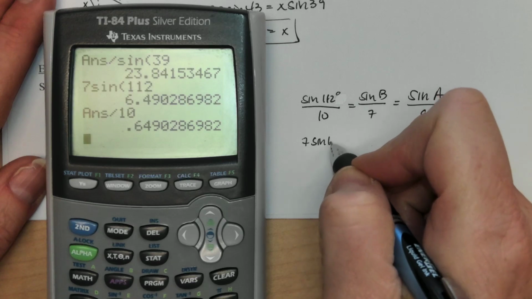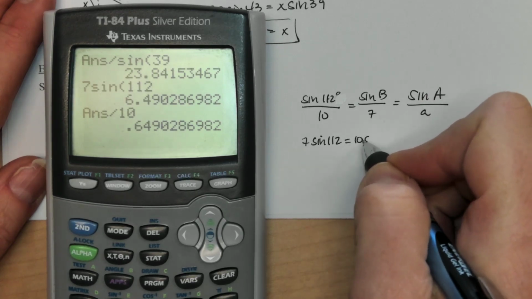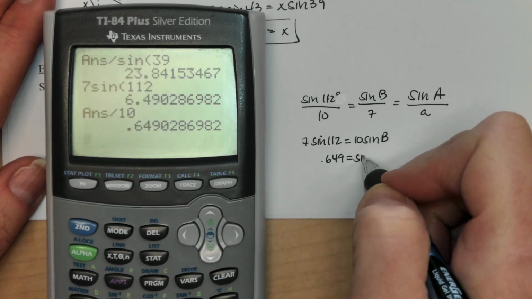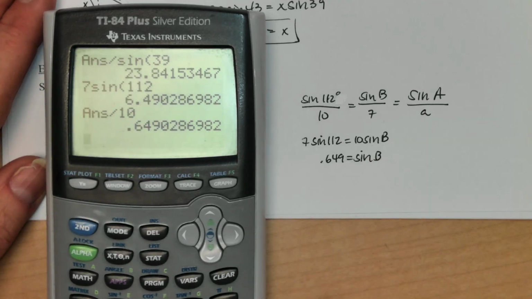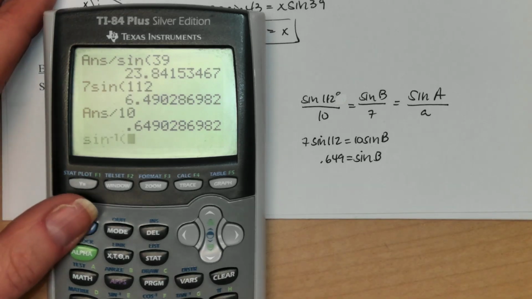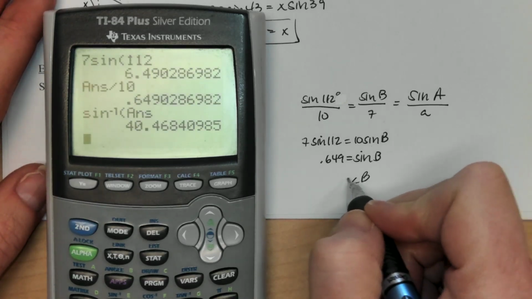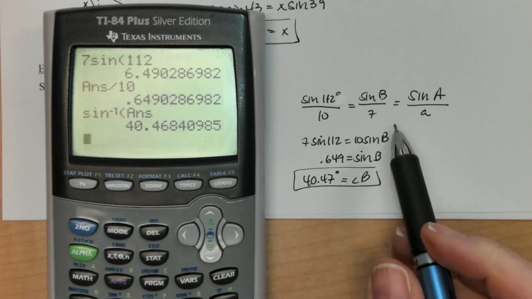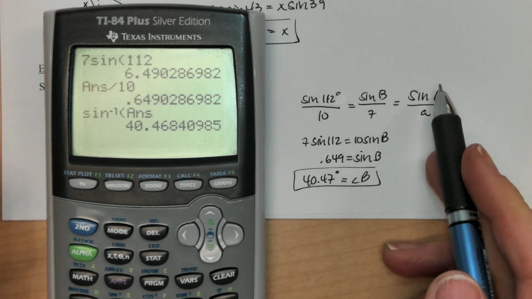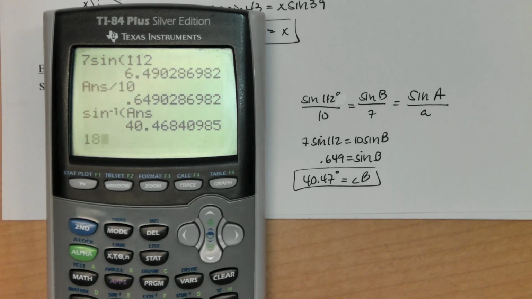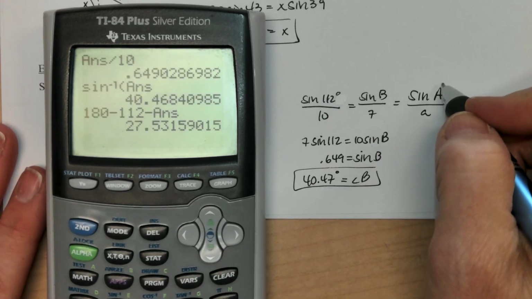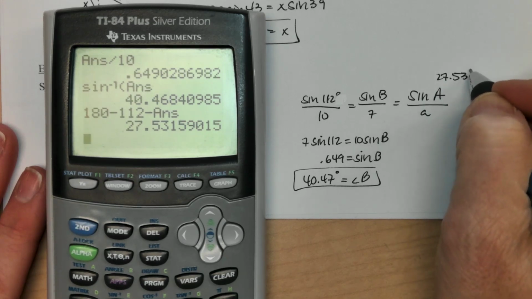So it's 7 sine 112 equals 10 sine b. We divided by 10, we ended up with 0.649. Don't forget that now you need to do an inverse. So the sine inverse this time tells me that angle B is about 40.47 degrees. Once I know that one, I can go ahead and do 180 minus to find this one. So 180 minus the 112 that we were given in the problem, and the one you just found tells me that angle A is about 27.53 degrees.